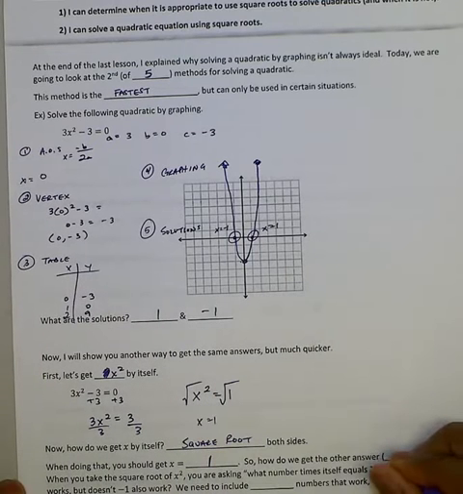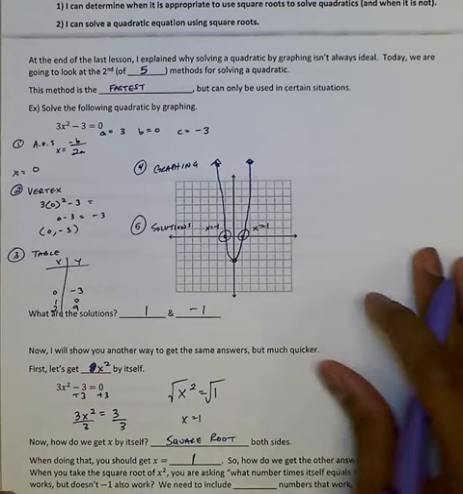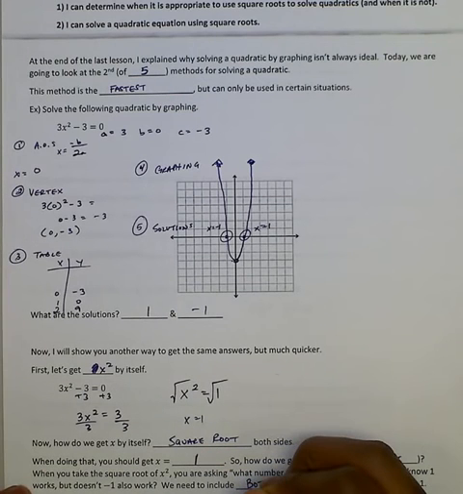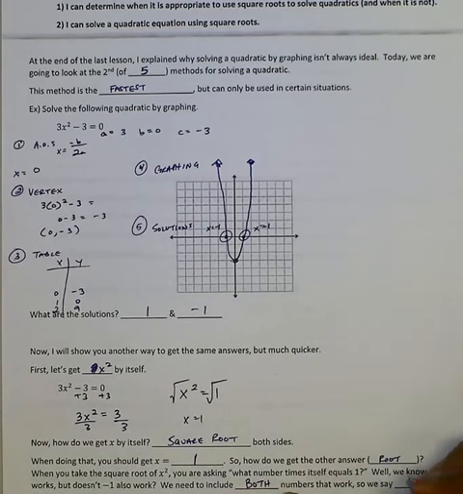The other root. Okay, when you take the square root of x squared, you're asking yourself, what number times itself equals 1? Okay, we know that 1 times 1 equals 1, but doesn't negative 1 times negative 1 also equal 1? So we need to include both numbers that work. So we don't just say 1, we'll say plus and minus 1.